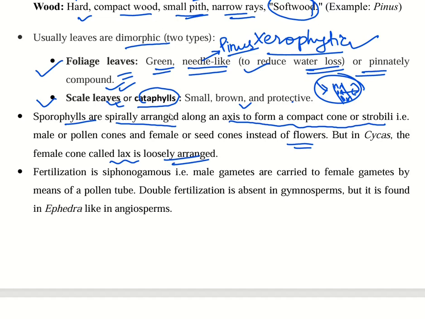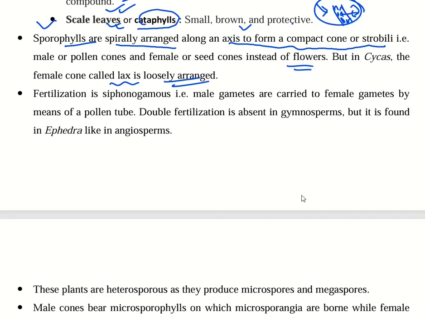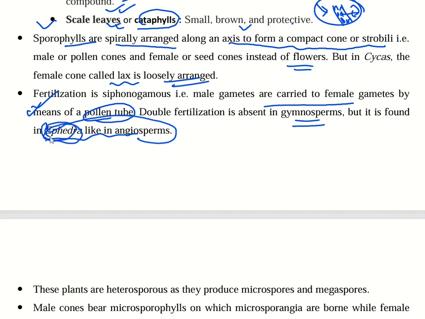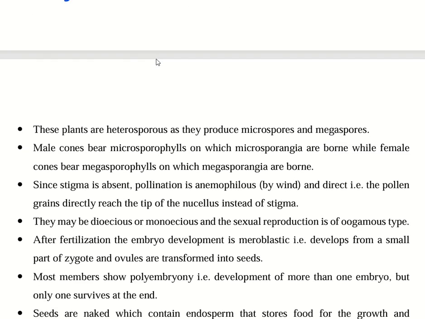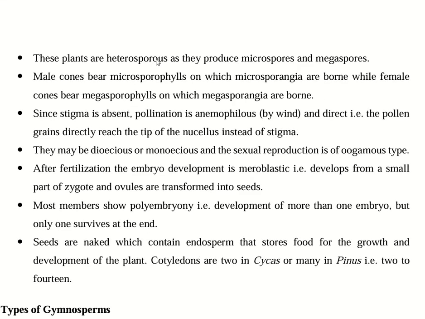Talking about its fertilization, it is siphonogamous, that is, the male gametes are carried to the female gametes by means of a pollen tube. This kind of fertilization is called siphonogamous. Here double fertilization is absent in gymnosperms, but it is found in ephedra, like in angiosperms. So this is also an exception. This is an important point for you to remember, students. In case of competitive exams, it can be an important question for you in objective questions.